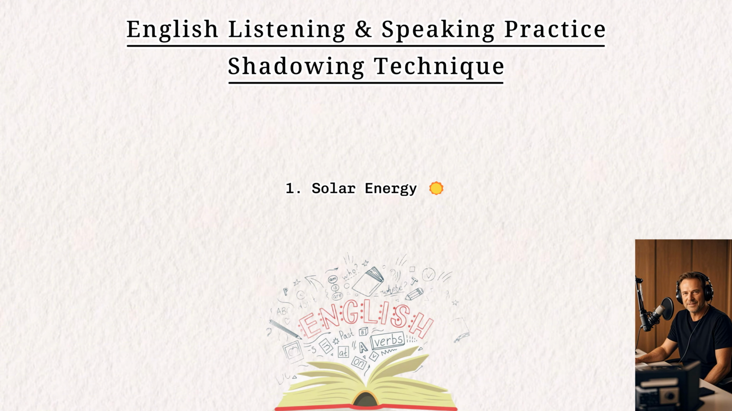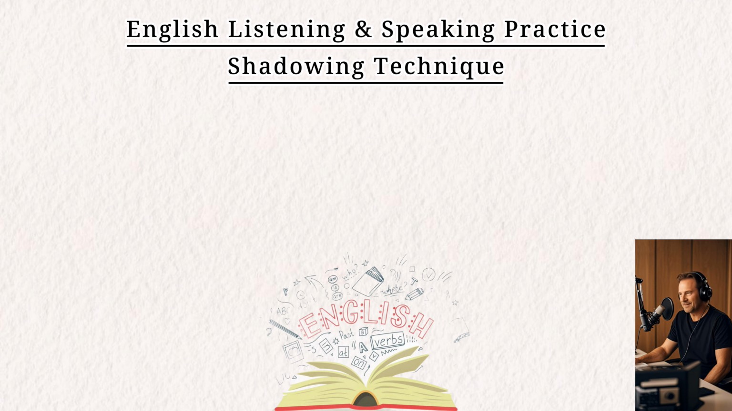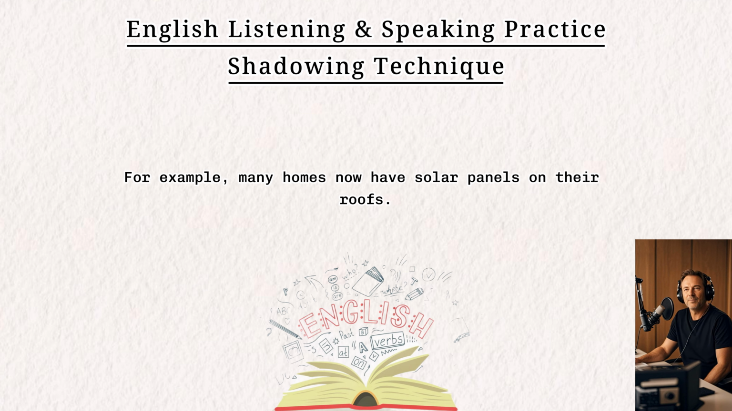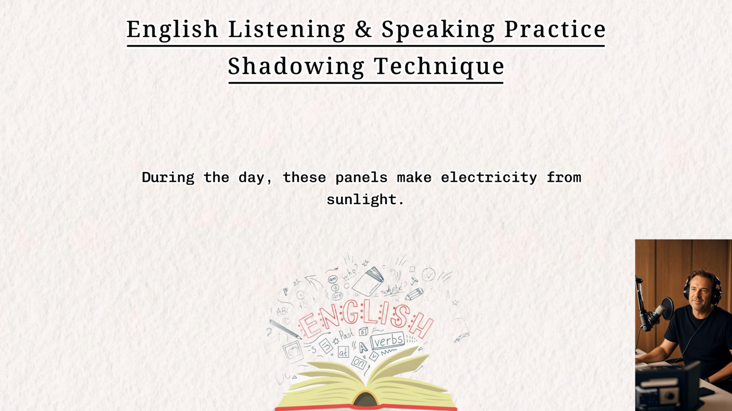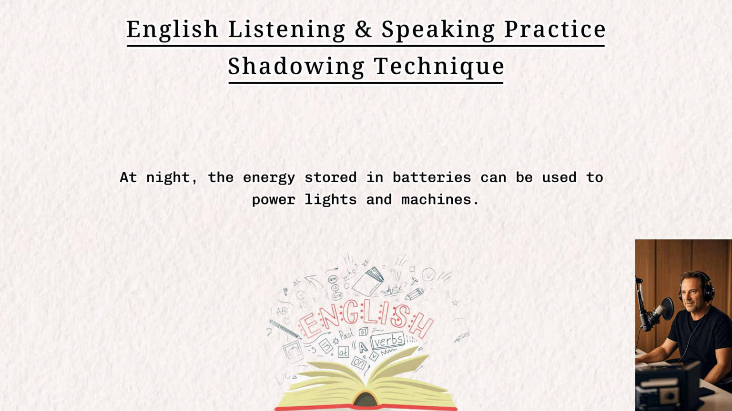1. Solar energy. Solar energy comes from the sun. We use solar panels to capture sunlight and turn it into electricity. For example, many homes now have solar panels on their roofs. During the day, these panels make electricity from sunlight. At night, the energy stored in batteries can be used to power lights and machines.